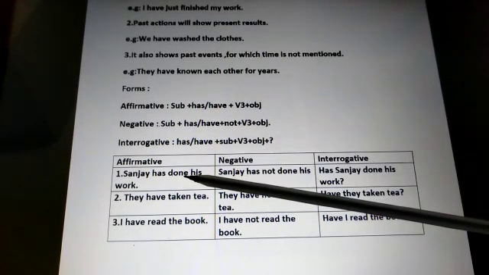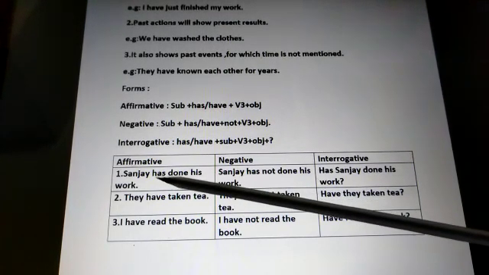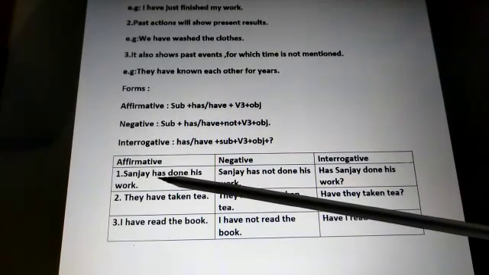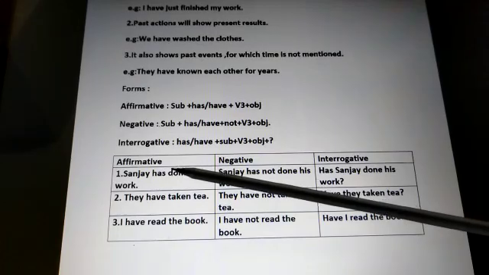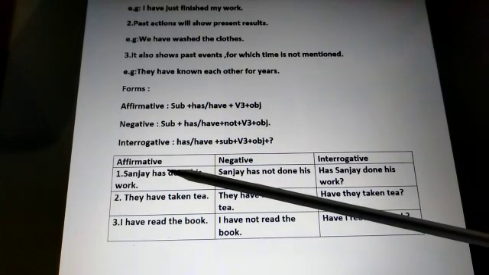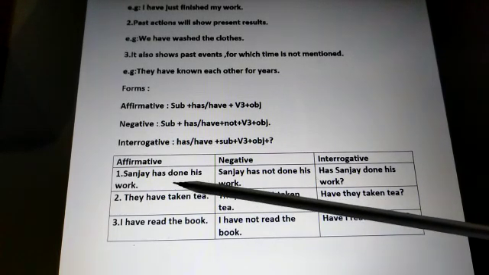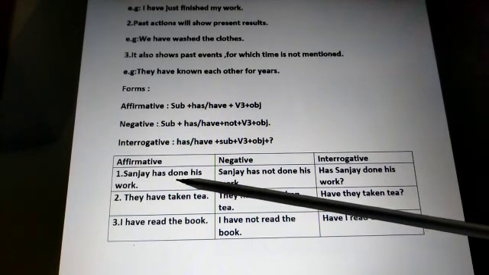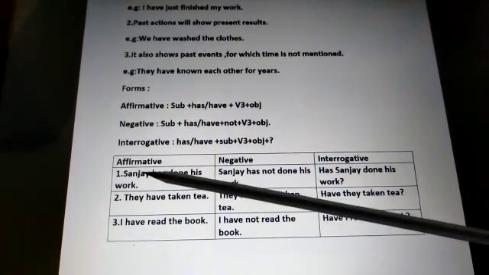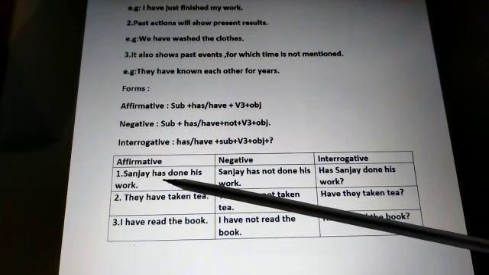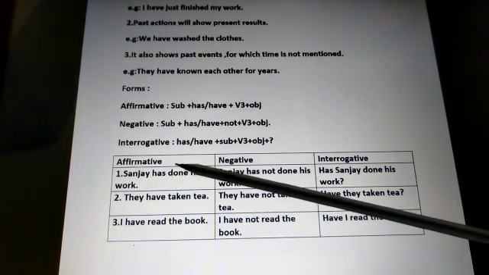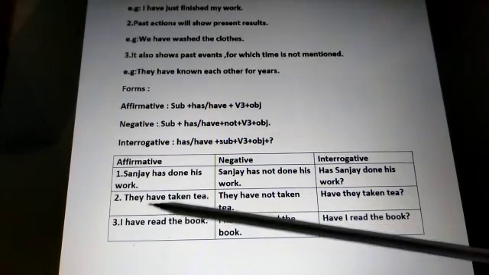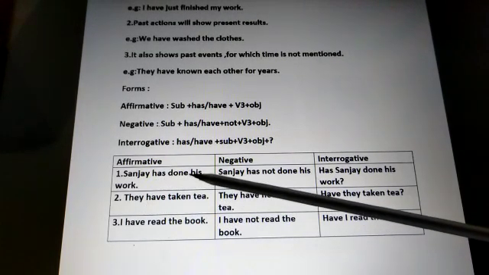So let's see the example here for the affirmative sentence. Sanjay has done his work. So Sanjay is singular and we have added has with him. And see the third form of the verb, that is do, did, done. So done is the third form of do. So you can understand here that we are taking first the subject, then according to the subject we have put the verb here, and the main verb is the third form of the verb, that is done, and then again you have written the object. So there, Sanjay has done his work.